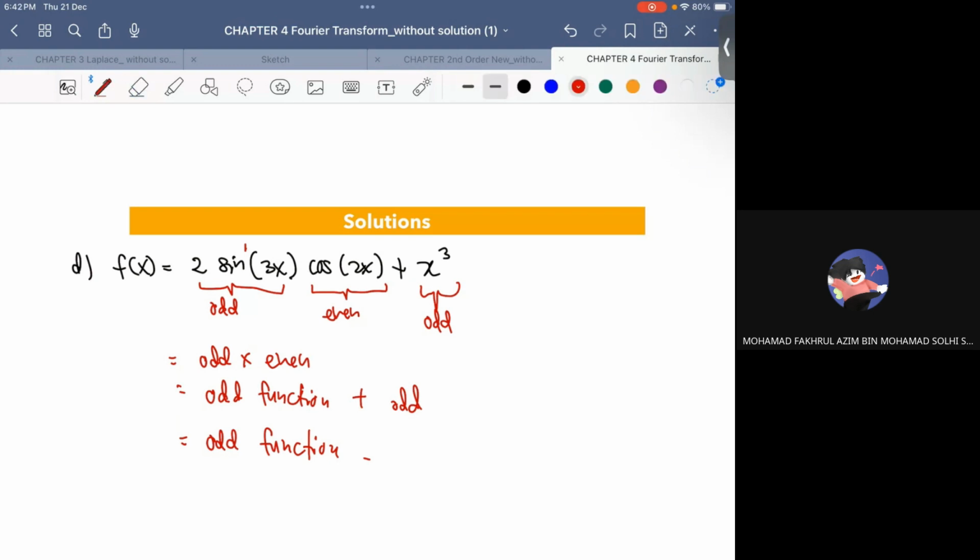How do I know x cubed is an odd function? So let's prove it. Let f(x) equal to x cubed. f(negative x) is negative x cubed. So this is just negative x cubed, which is equal to negative f(x). So this is an odd function.